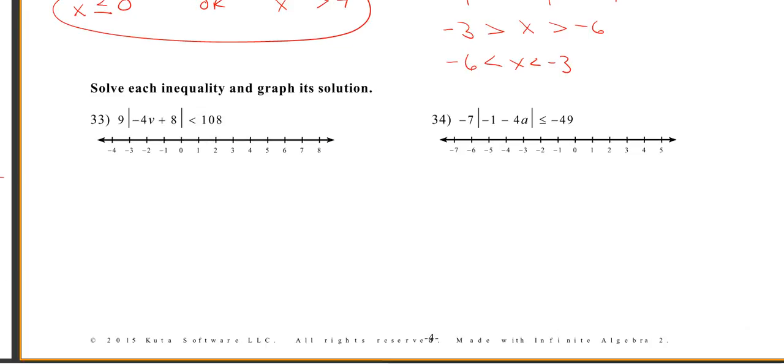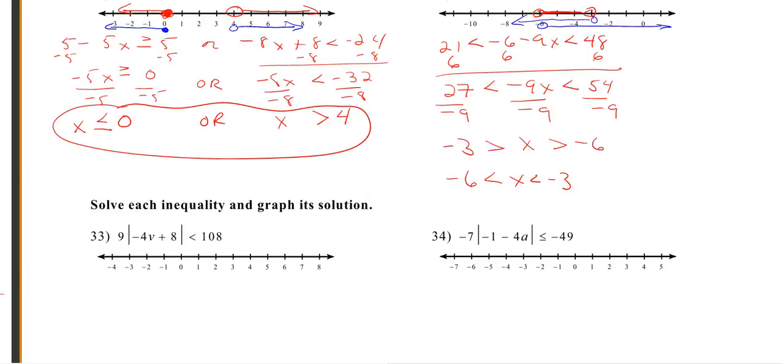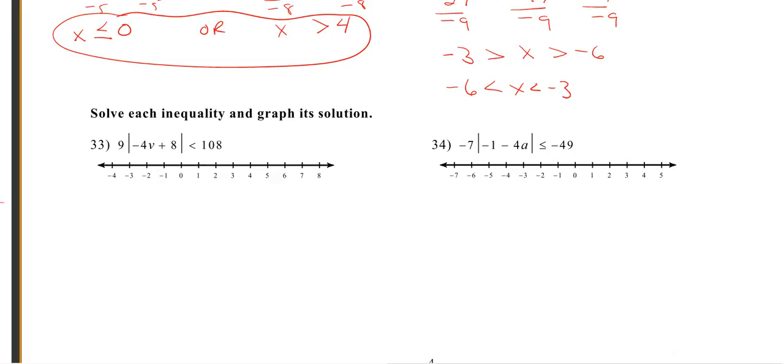Okay, I guess we only have 2 more left. Okay, so let's go ahead and do these absolute values. Now remember, you need to get the absolute value all alone before you can get rid of the absolute value by changing it into a compound inequality. So I'm going to divide both sides by 9, and that's going to give me negative 4v in absolute value plus 8 is less than 12.